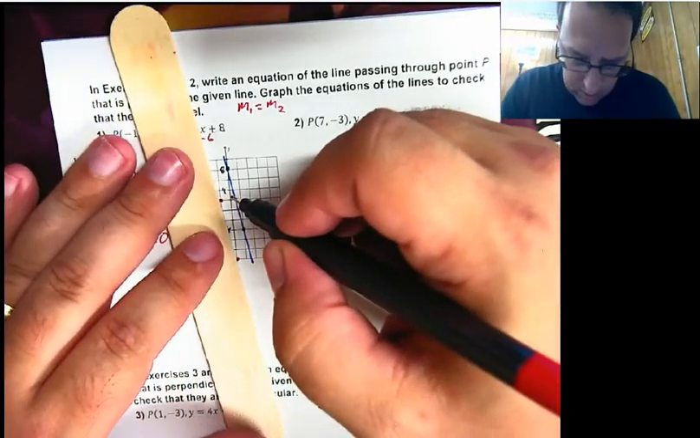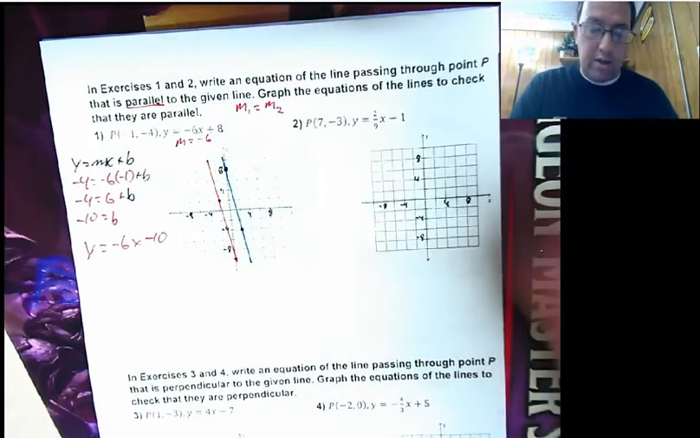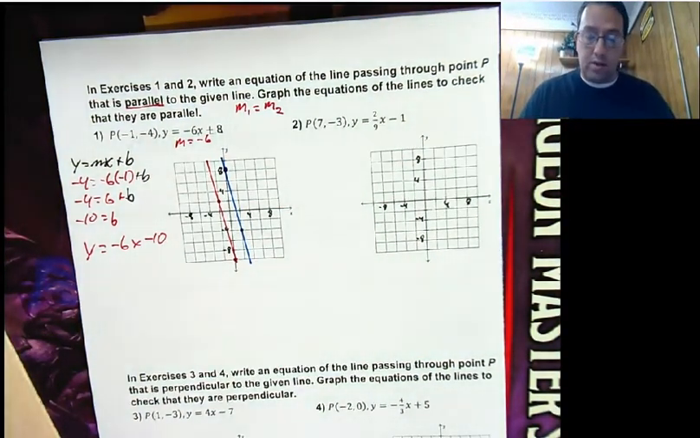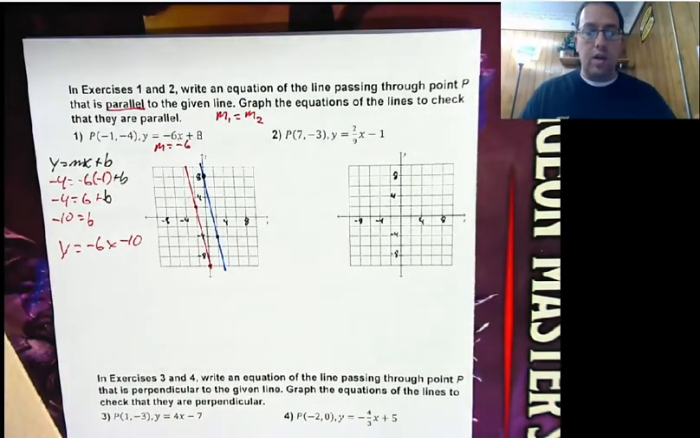And let's draw this line. Just my straight edge. And there it is. We see, yep, those look parallel, don't they? That looks good. So what I would like for you to do, pause the video and work out number 2. Let's see how you did.